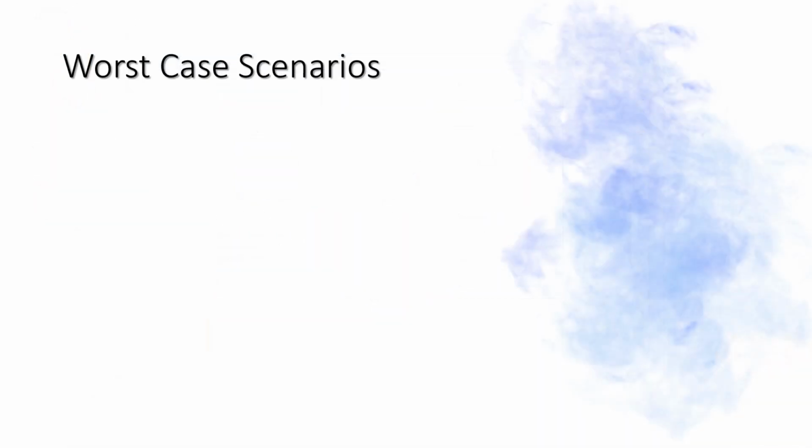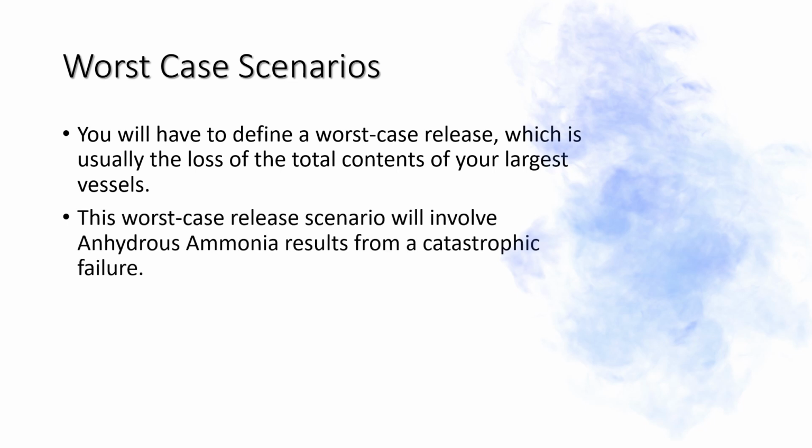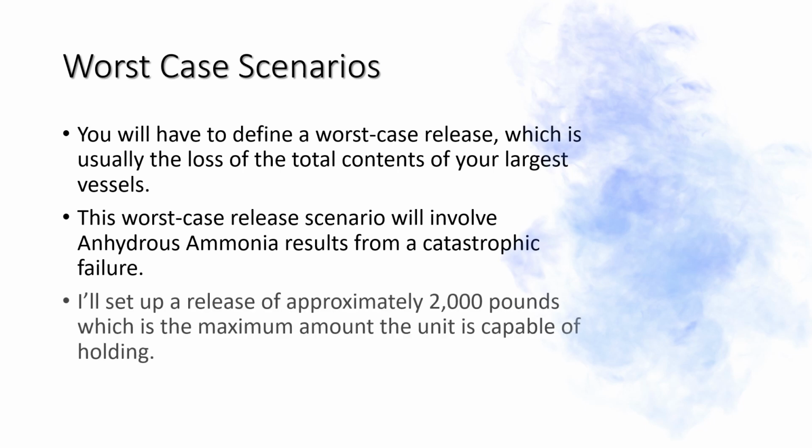Worst case scenarios. You will have to define a worst case release, which is usually the loss of the total contents of your largest vessel. The worst case release scenario for this tutorial is going to involve anhydrous ammonia resulting from a catastrophic failure. I'll set up a release of approximately 2,000 pounds, which is the maximum amount our unit would be capable of holding, and it will be released to a pool where vaporization will occur in 10 minutes with no passive mitigation system considered.